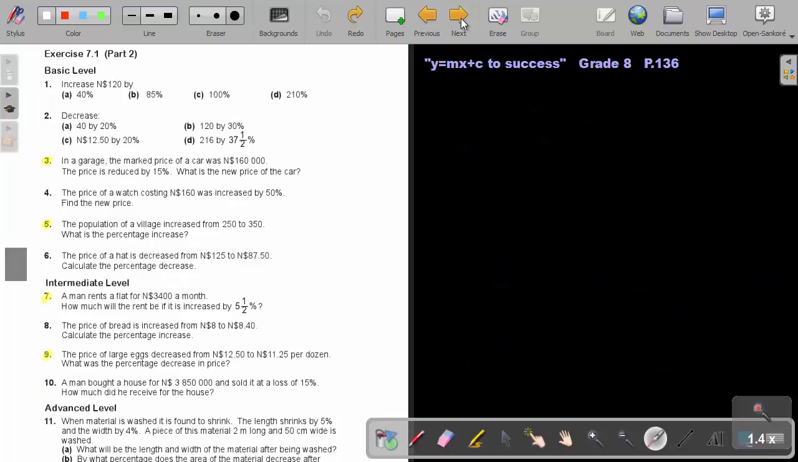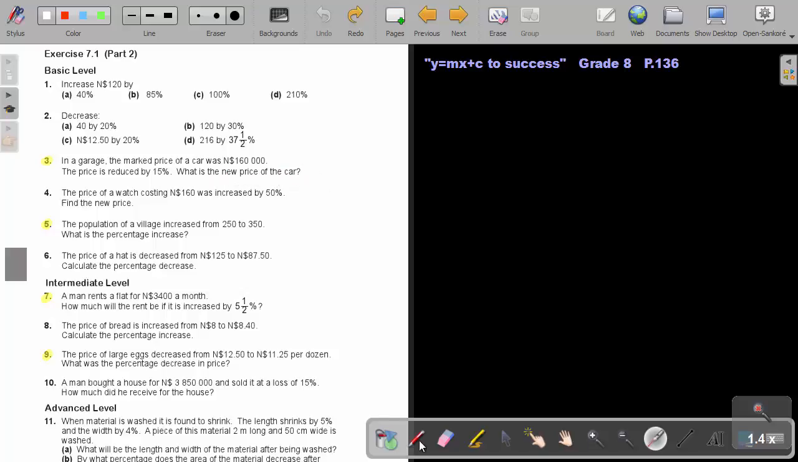It's going to be the next one. So I marked already the sums that I want you to do. You can stop the video, first do all the sums, and then continue to see the results. Let's just read through the first one and then make a decision. Is it like 3? Am I finding the percentage increase, decrease, or am I finding the amount? So in a garage, the market price of a car was 160,000. The price is reduced by 15%. What is the new price of the car? So can you see, although it's increase and decrease, they want me to find the amount.